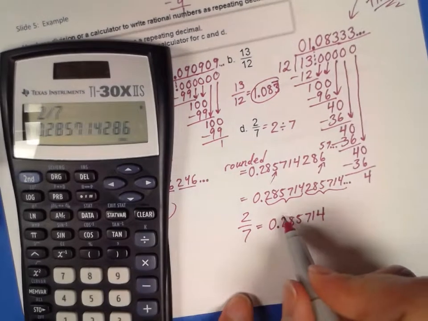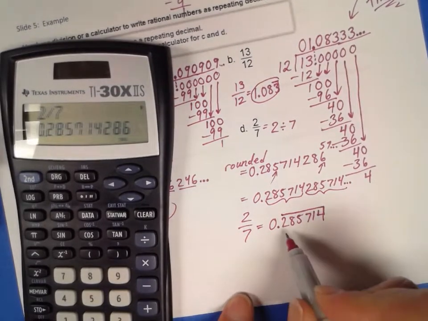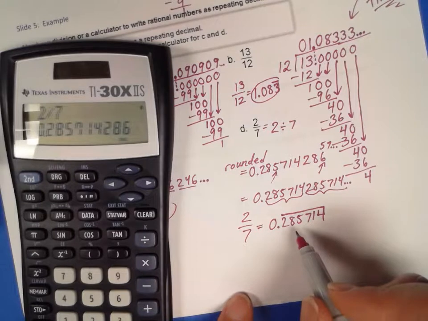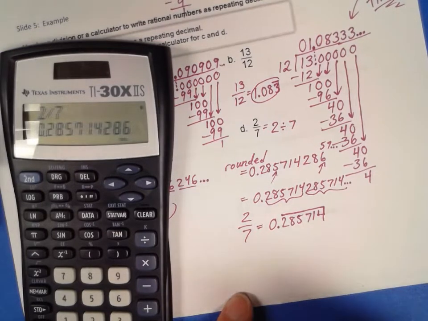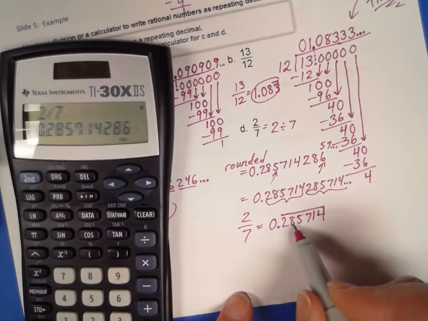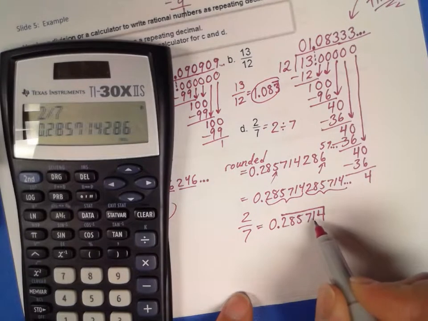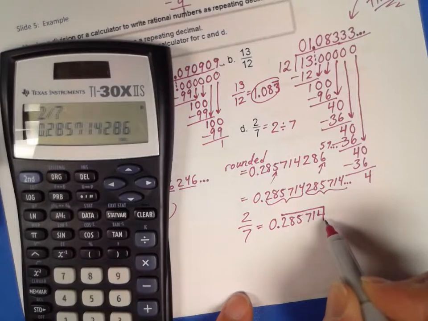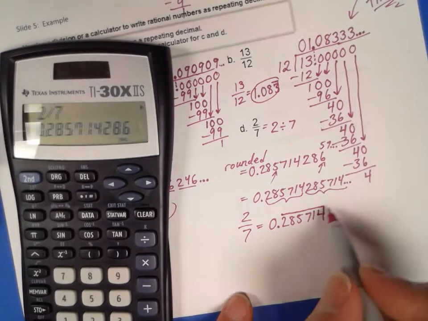So this gets bar notation over not just 1 digit, not just 2. It actually has 2, 4, 6 digits, a 6-digit period. Okay, and this actually goes to the tenths, hundredths, thousandths, ten-thousandths, hundred-thousandths, and the millionth place. Okay, this is a final answer.